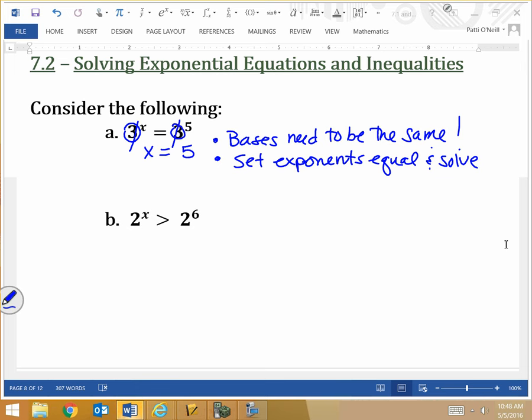If 2 to the x has to be greater than 2 to the 6th, then we know that x has to be greater than 6. So we're going to follow the same idea as with solving equations with inequalities. It's really not rocket science. The hardest thing is going to be to figure out what the like base will be if the bases are not the same in the original problem.